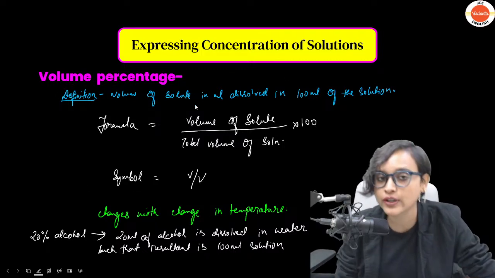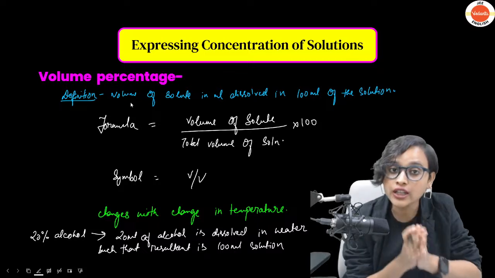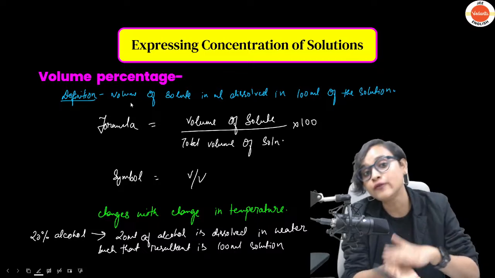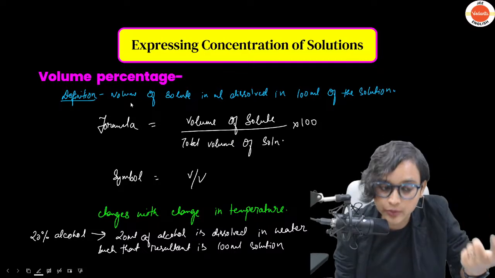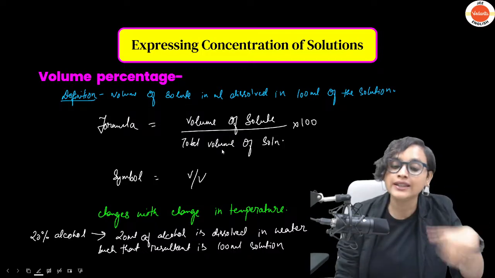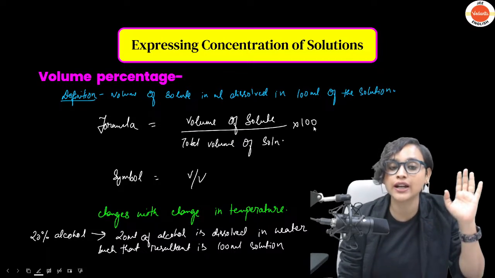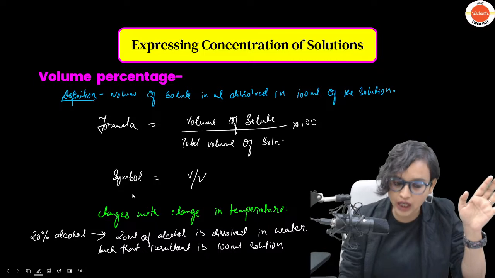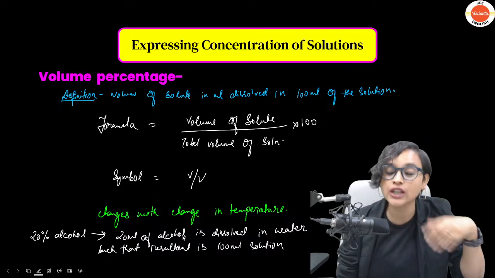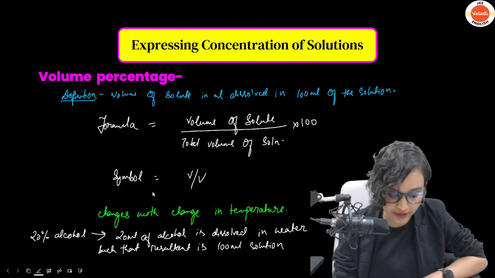So once again, if we have to explain volume percentage, it means that we are talking about volume and volume, but in terms of percentage. So volume of solute in milliliter we will take, divided by total volume of the solution and multiply it with 100. Yes, that's the formula. Symbol is V by V. It changes with change in temperature, obviously, because it is talking about volume, right?